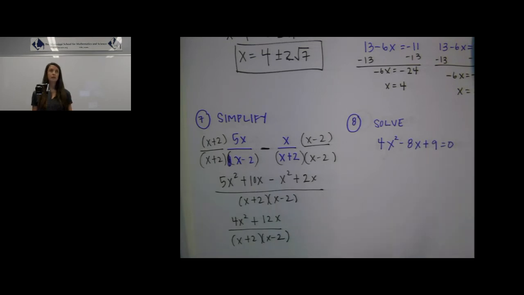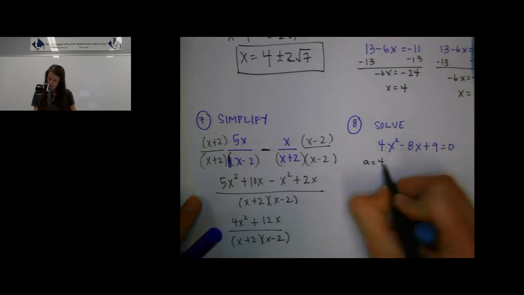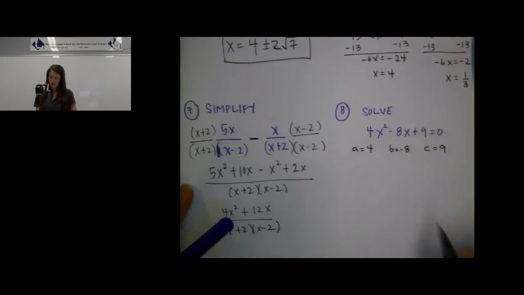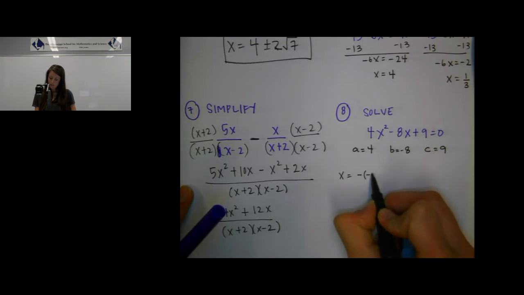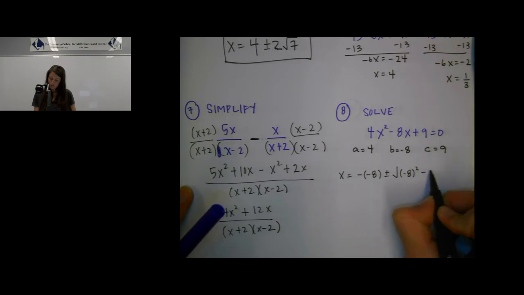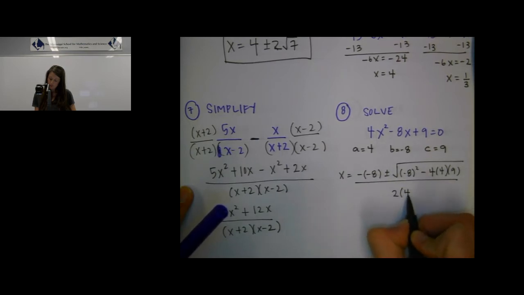All right, for number 8 here, I want to solve this one. I don't believe it will factor, so 4 times 9 is 36, so what multiplies together to give you 36 and adds together to give you negative 8? Don't think that happens, so we can use the quadratic formula. So remember, we'll use the a, we'll use the b, and we will use your c here. So remember, quadratic formula is negative b plus or minus the square root of b squared, so negative 8 squared, minus 4 times a, which is 4, times c, which is 9, all over 2 times your a, which is 4.